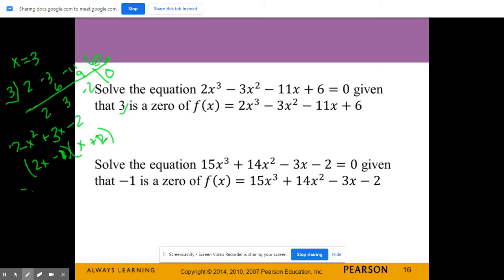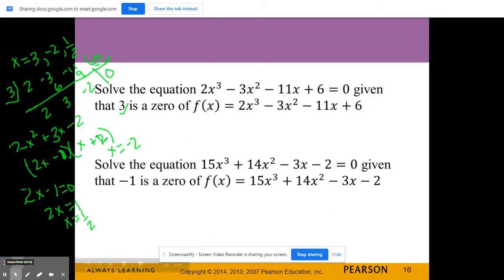Now you just take each of those factors, 2x minus 1. So if that equals 0, that means you add 1, and you get 2x is equal to 1. So you get x is equal to 1/2. Here you have x plus 2 equals 0, so that means x is going to equal negative 2. So that means the three solutions are negative 2, 1/2, and the 3 that you started with.